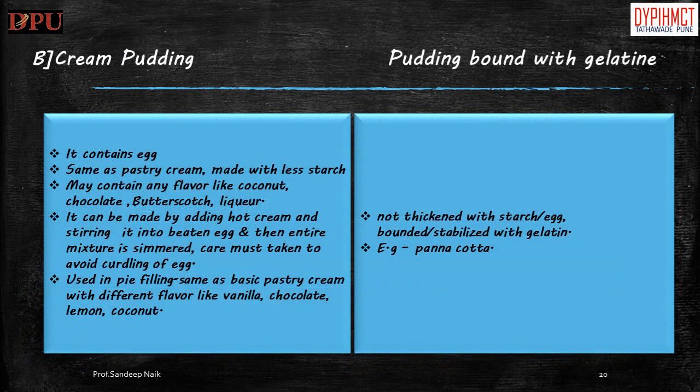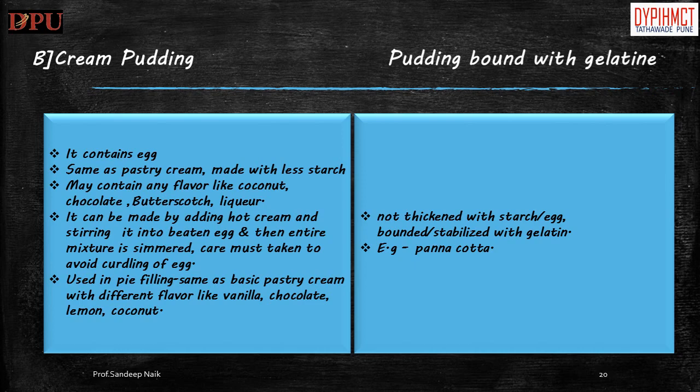B. Cream pudding. It contains egg. Same as pastry cream, made with less starch. It may contain any flavor like coconut, chocolate, butterscotch, or liqueur. It can be made by adding hot cream and stirring it into beaten egg, and then the entire mixture is simmered. Care must be taken to avoid curdling of the egg. Used in pie filling, same as basic pastry cream with different flavors like vanilla, chocolate, lemon, coconut.